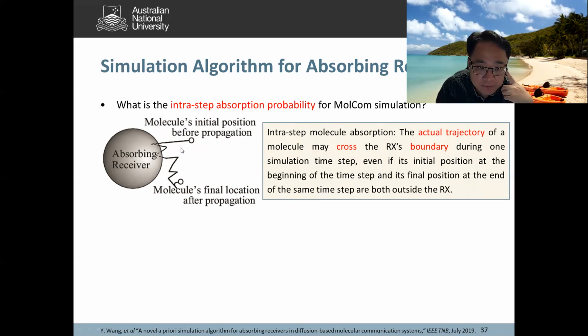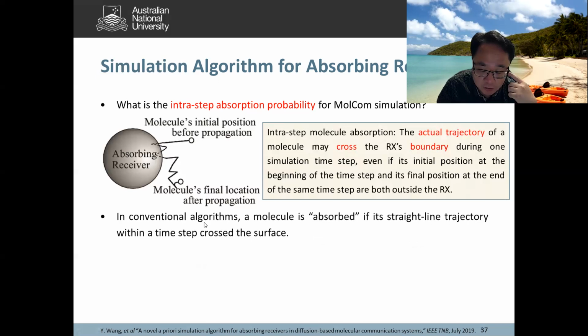That means if the molecule is initially here at the beginning of this time step, and this is the final location after the propagation, although both of the locations are outside the receiver, its actual trajectory may cross the boundary and go inside the receiver during this simulation. If this happened in nature, the molecule would be received. But in the simulation, this molecule is identified as a non-captured or non-absorbed molecule if its initial position and final position are outside the receiver.